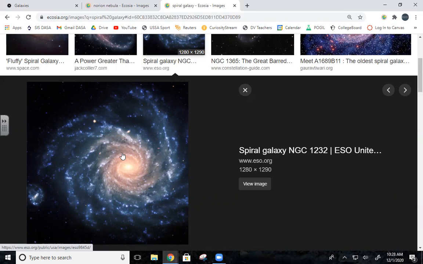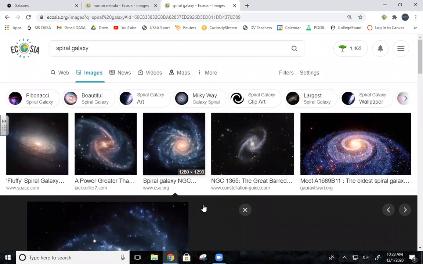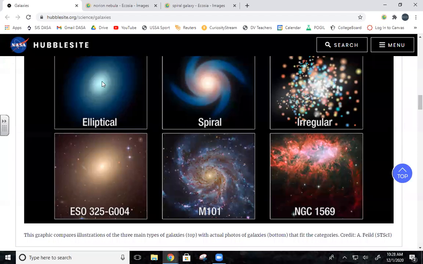So how come the arms kind of curl back up and not just straight out? So because these stars take longer to orbit around than these stars. So would the arms kind of break apart with time? Yeah, so over time, galaxies become more and more elliptical, unless they run into another galaxy, at which point they will become irregular.